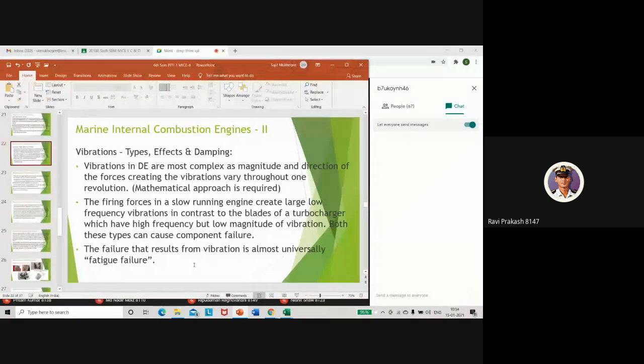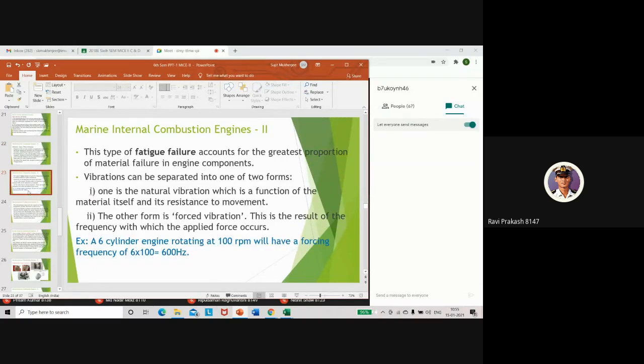He has taken an example of a crankshaft or any component within the engine that is vibrating slowly. And he has considered a turbine rotor where the blades on the rotor are vibrating at a very high frequency. In fact, the sounds that you hear from a turbine are the vibration of the turbine blades when the gas passes through it. You see, the gas or the steam which passes through continuously varies the pressure on the blade. This fluctuating pressure on the blade causes that vibration. And this vibration comes as a very high-pitched whine, a very high-pitched sound. Okay? Any of these vibrations actually results in fatigue failure. It's inevitable. This type of fatigue failure accounts for the greatest proportion of material failure in engine components.